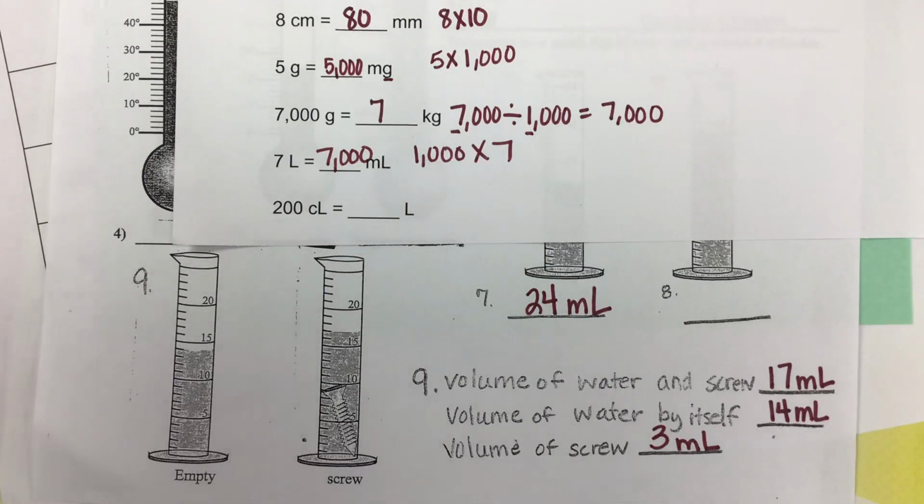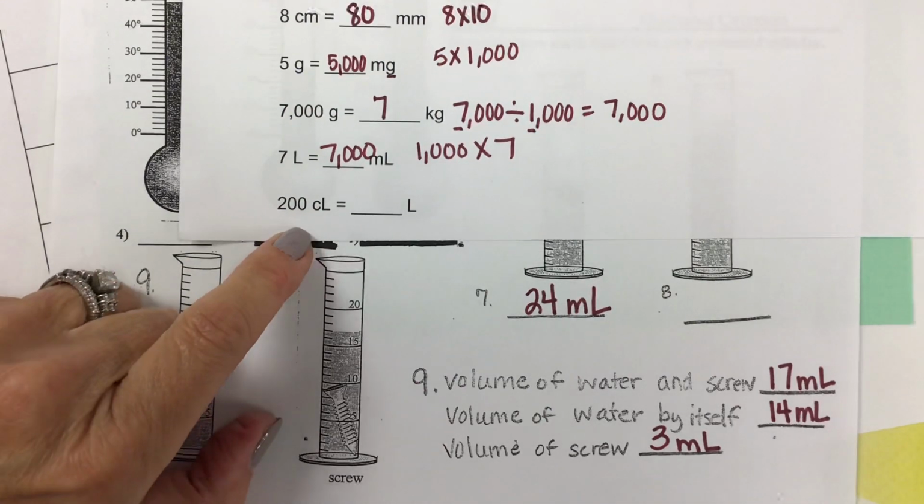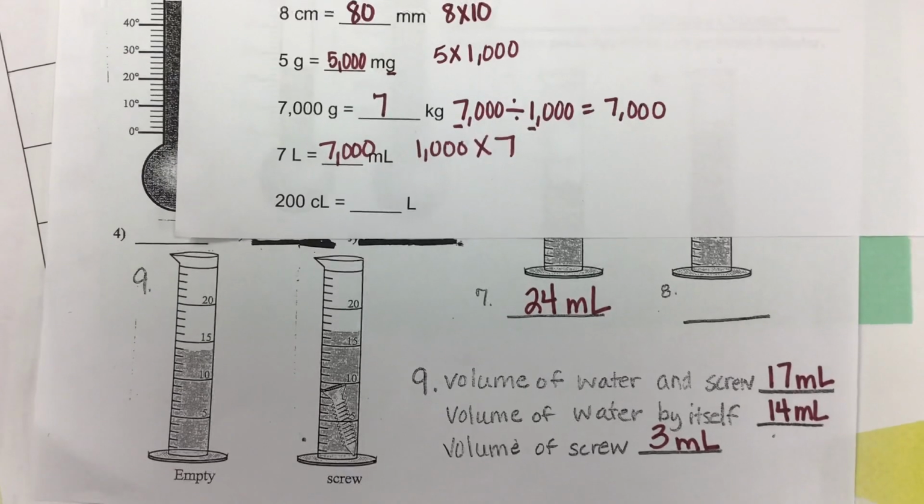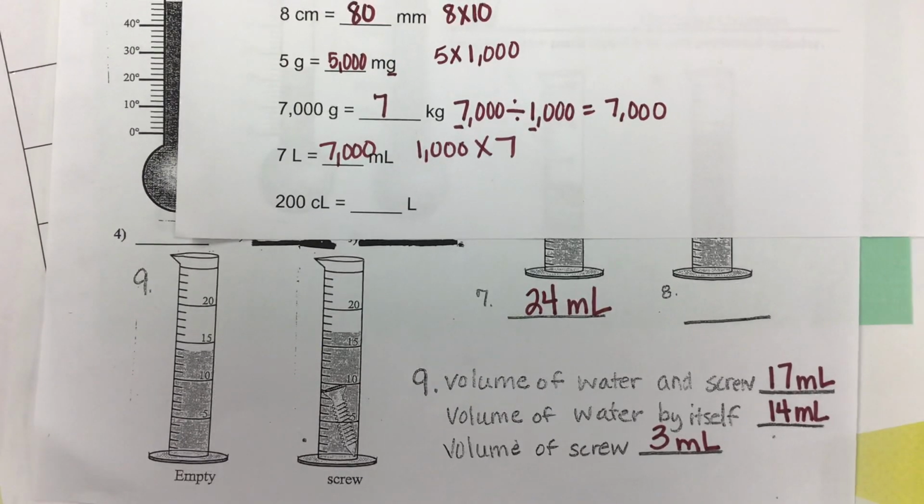100. Cent means 100. Everyone say it. Cent means 100. How many centimeters are in this meter? 100. How many centiliters are in a liter? 100. How many centigrams are in a gram? 100. Okay, so how many centiliters does 200 centiliters make? If there's 100 in 1 liter, then 200 is 2 liters.